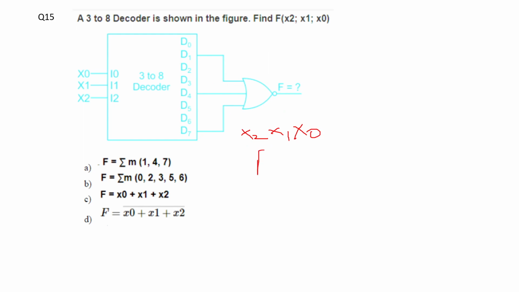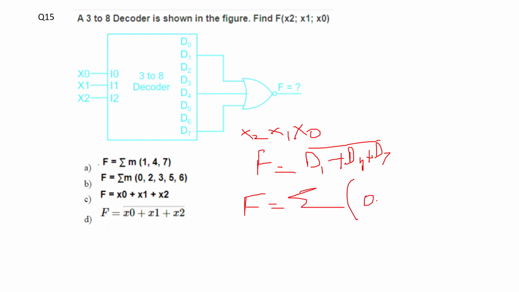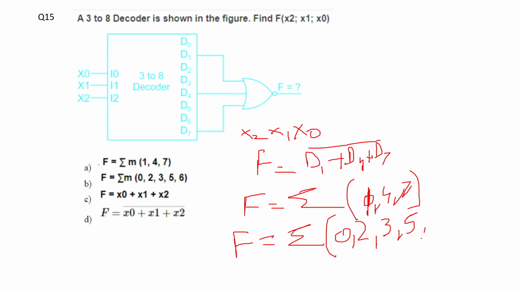So basically f will be equal to (d1 plus d4 plus d7) complement. If it was an OR gate, f would have been equal to summation of 1, 4 and 7. Since it's a NOR gate, we'll just take the complement, and the complement means it is summation of 0, 2, 3, 5 and 6.